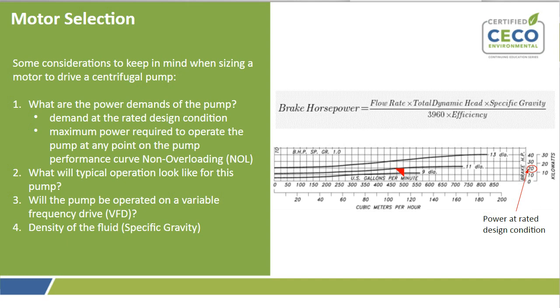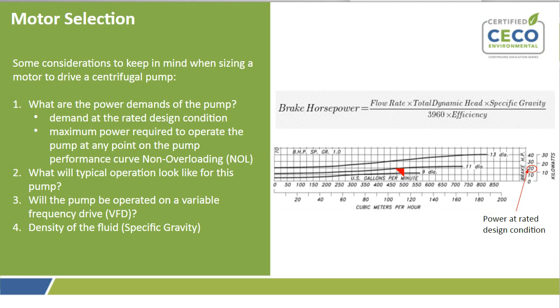So if the customer is 100% confident that they will never go over that 500 gallons per minute, they may be okay with a 20 horsepower motor, but if they're not certain where they're operating, it's always better to size the motor for NOL, which means that it doesn't matter where you run it on the curve, it's not going to overload.